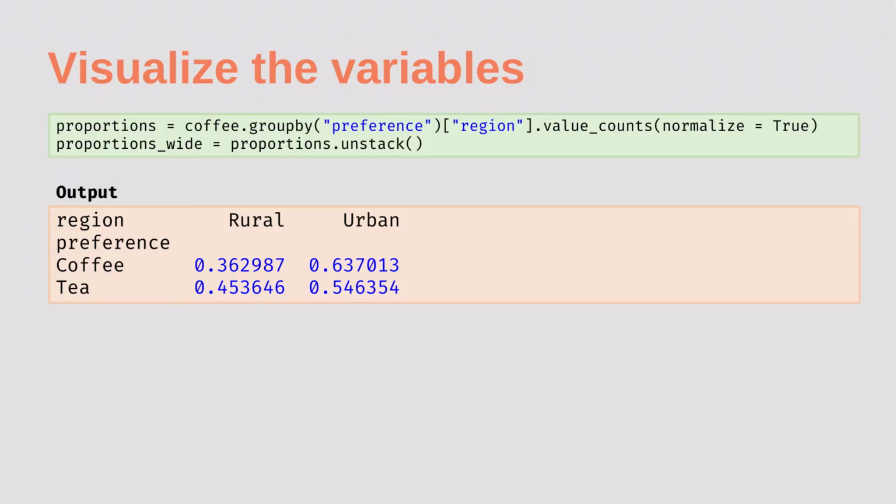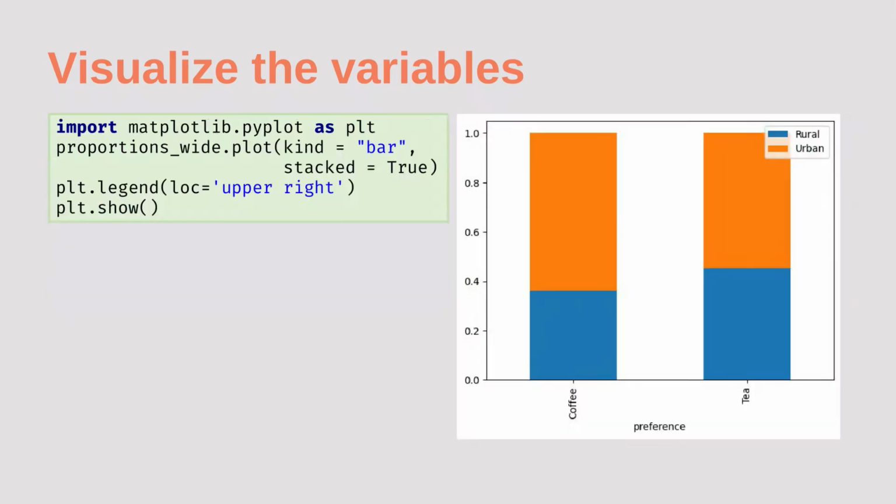To explore the data visually, we are using a proportional stacked bar plot to compare the proportions across regions. First, we calculate the proportion of each category within each region. For example, what percentage of people in each region prefers coffee over tea. Then we use the unstack method to reshape the data into a wide format, where each column represents a different category. This format is ideal for plotting. Finally, we call the plot method and set kind to bar and specify stacked equals True.